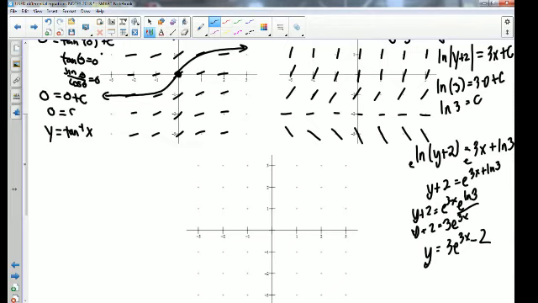Okay. Then map that specific solution. What was our point? 0, 1. Go through that and then just follow the slopes. That looks like an e exponential, right? e to the 3x.